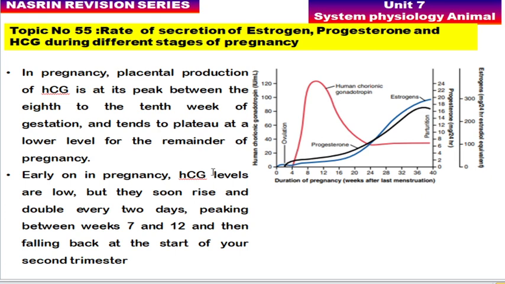Early in pregnancy, the HCG levels are low, but they soon start to rise and double every 2 days, peaking between the 7th and 12th week. The HCG level will peak. Okay, next, they will fall back to normal in the second trimester.